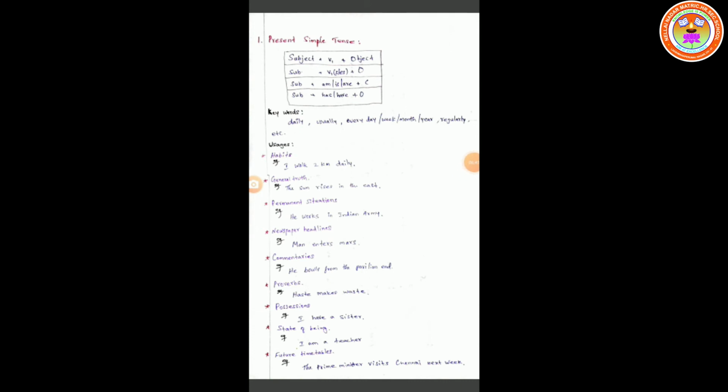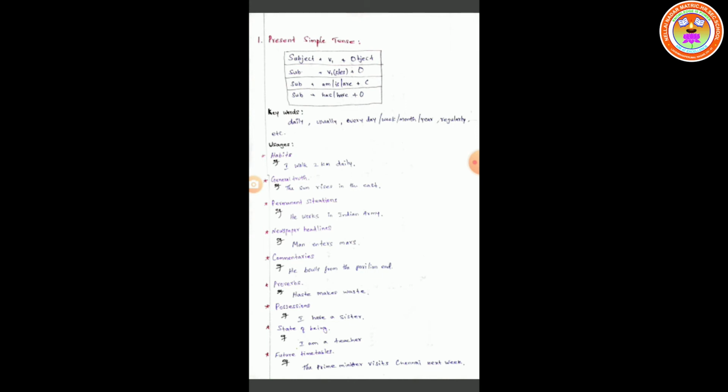The first two structures denote action verbs, and the third structure denotes the state of being or condition of the subject. And the last one denotes possession or ownership. Now let us see the keywords of simple present tense. We can identify simple present tense by these keywords, for example, daily, usually, every day, every week, every month, every year, regularly, etc.